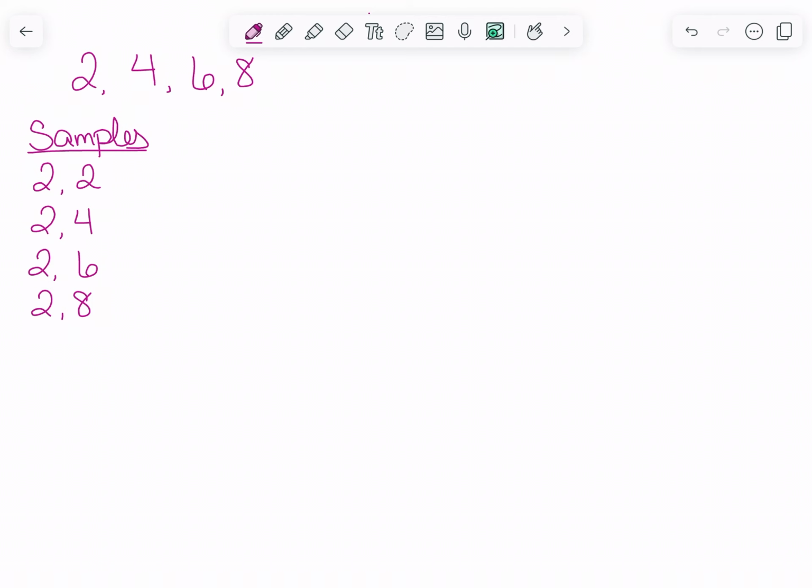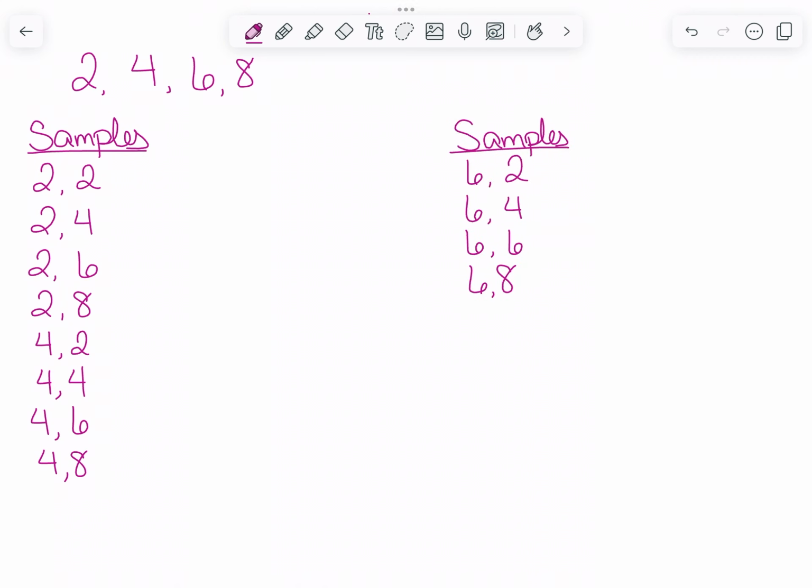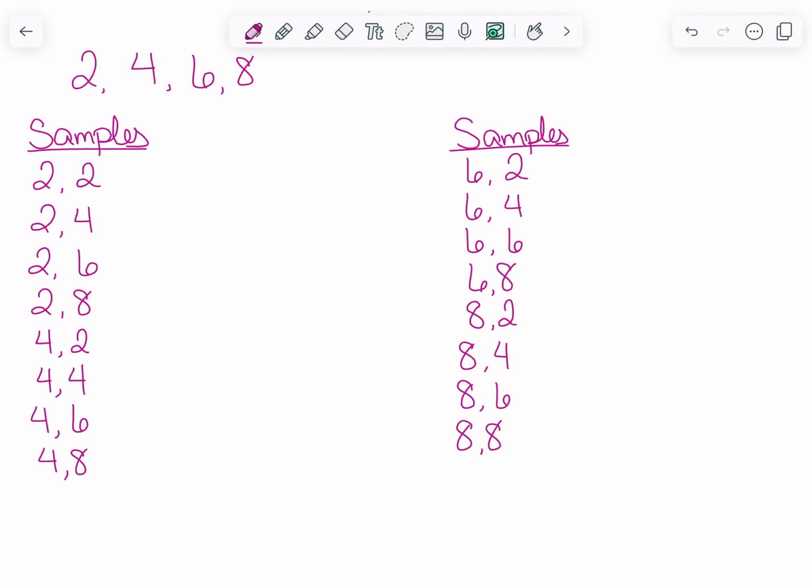Next, let's start by assuming we pick the person who scored a 4 as our first selection. Then our second selection can once again be 2, 4, 6, or 8. So far I have 8 different examples of samples of size 2. Picking the person who scored a 6 first, I have another 4 groups of 2. Finally, picking the person who scored an 8 first, I have a final group of 4 different samples of size 2. And these are all of the possible ways to get samples of size 2.